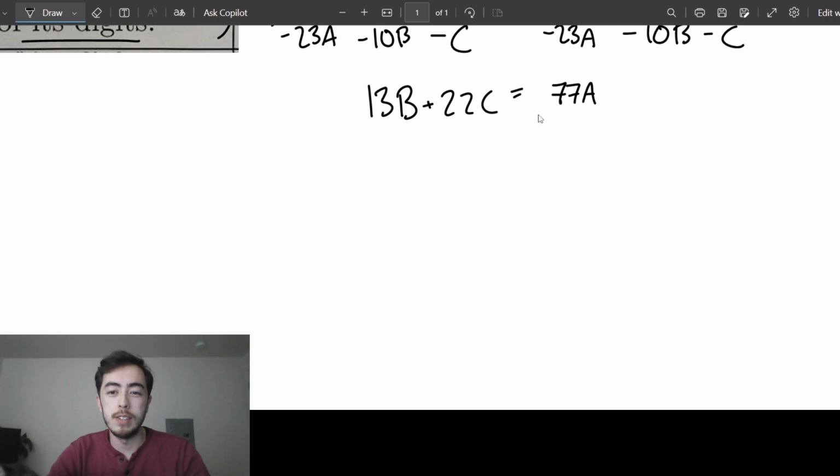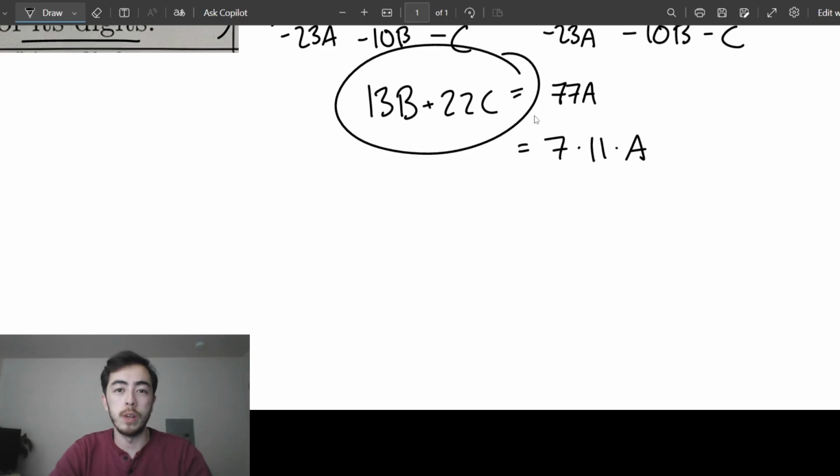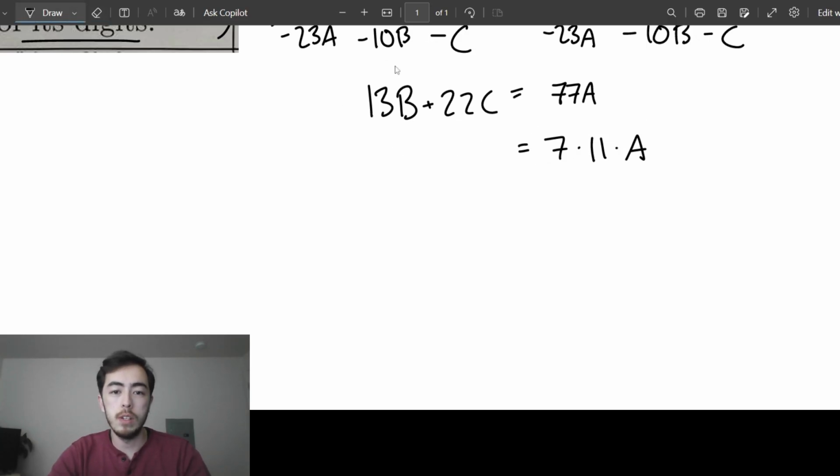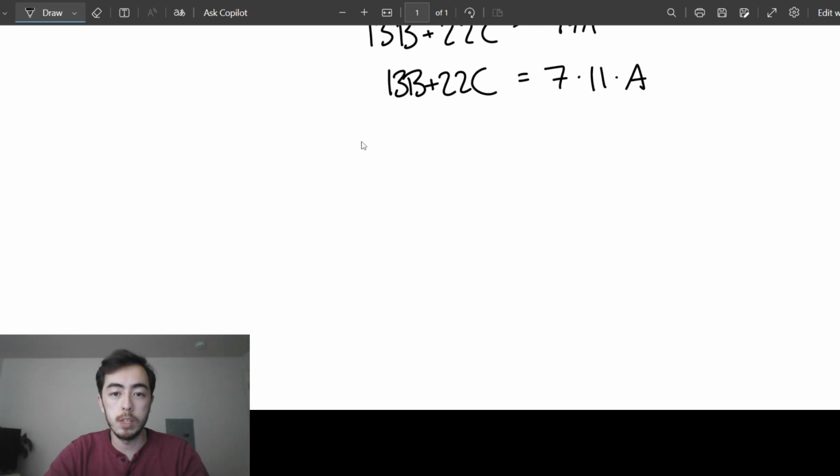So we know that B, C, and A, again, are all whole numbers. Also, I notice that this over here is pretty easy to factor. This is just equal to 7 times 11 times A. And so this number over here is going to be composite, and it's going to have factors of 7, 11, and A. And so I'm going to think about this in terms of modular arithmetic right now. I know this 13B plus 22C expression is going to be congruent to a few different things: mod 7, 11, and then A.